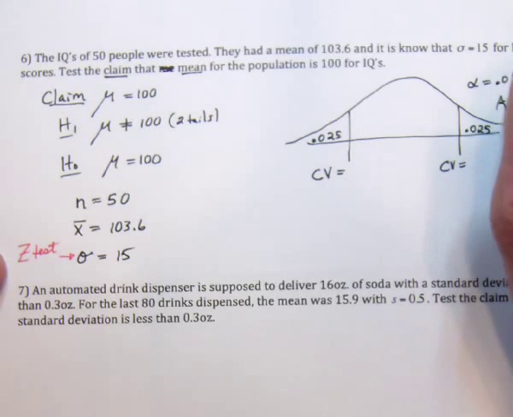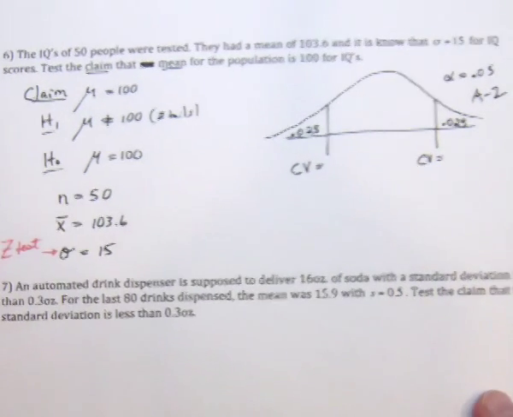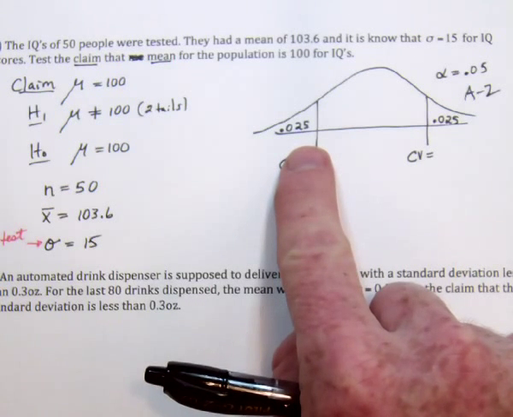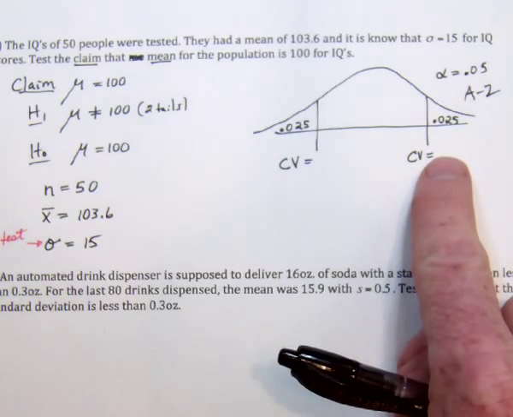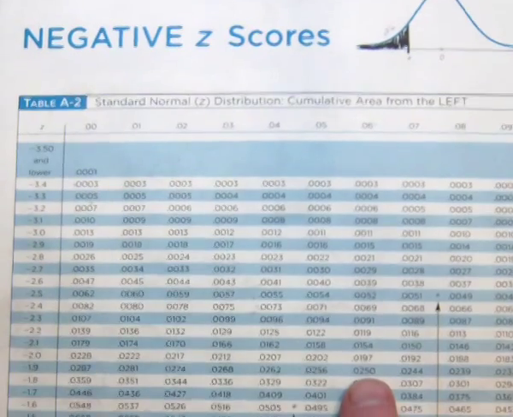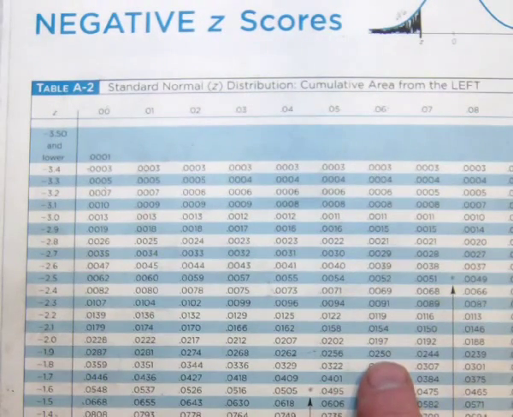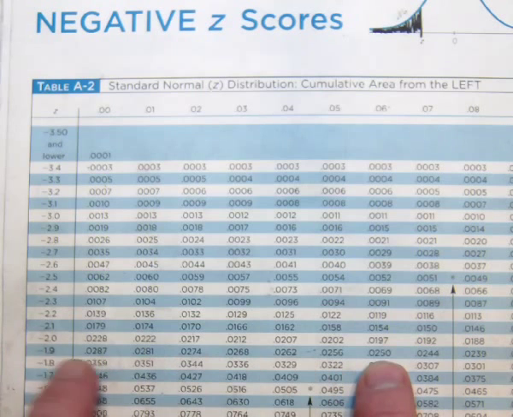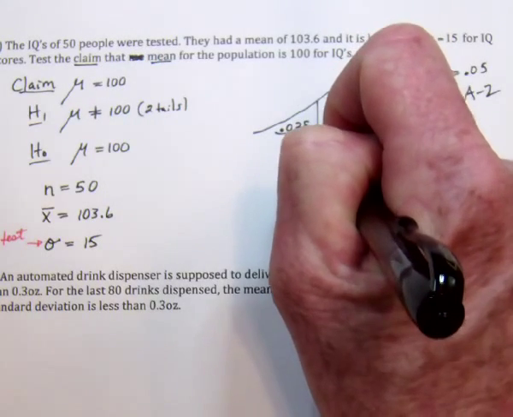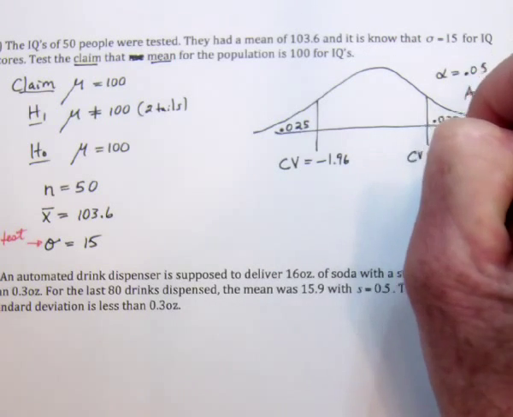Since we're doing a z-test, that's table A2. I could just get the negative one, and then this would be the same number except positive. So if I use the negative table and I look for 0.025, it's right here. They have it exactly. Then you look to the left and it says negative 1.9, and you look up, it's a 6, negative 1.96. On the other side, positive 1.96.